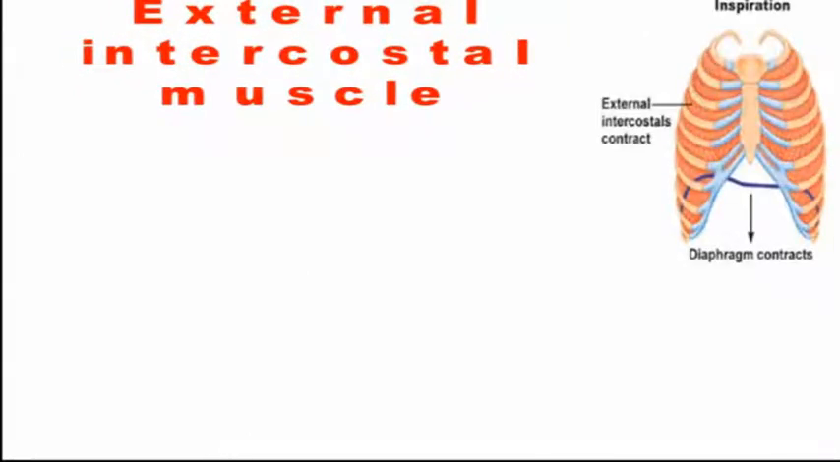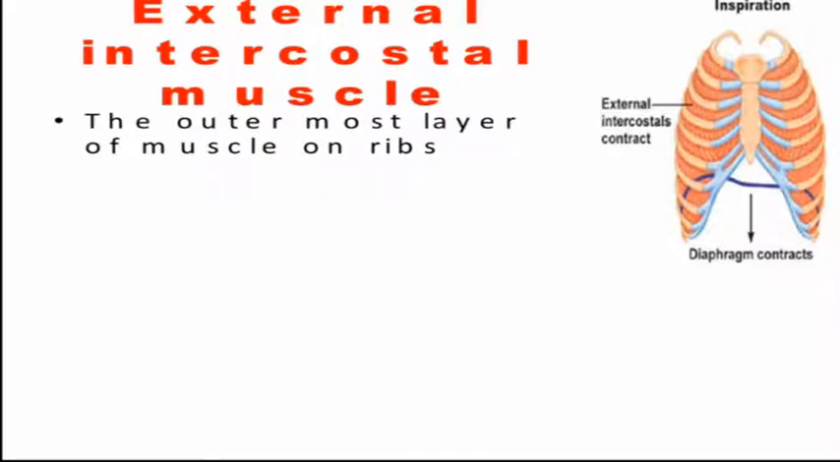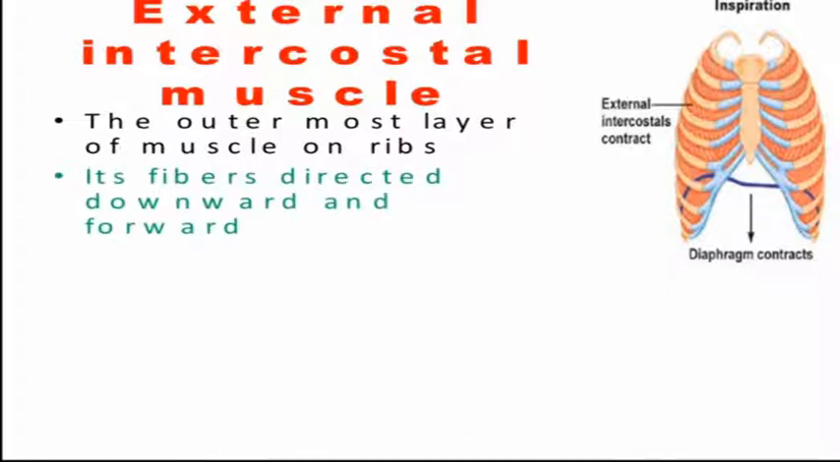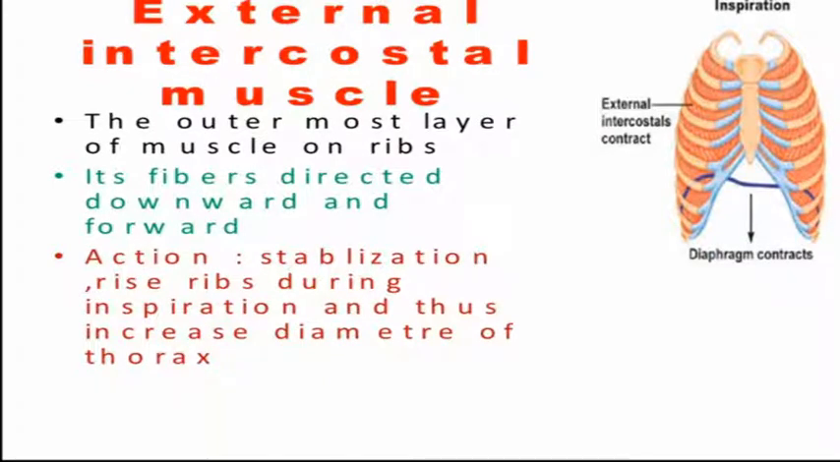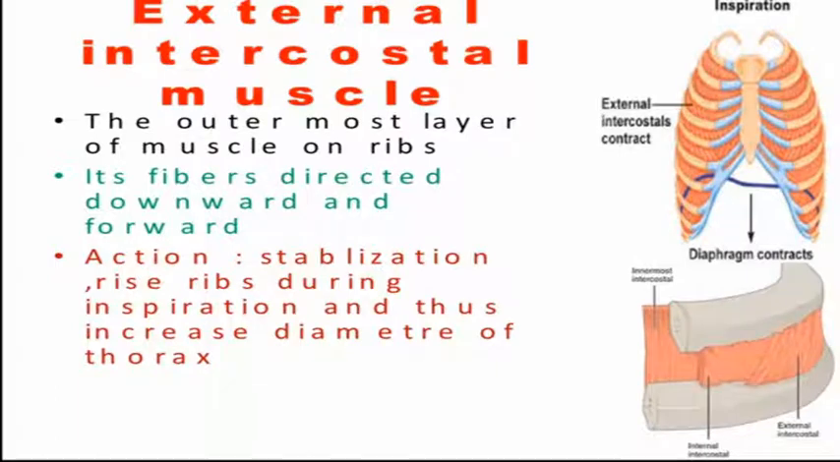The first, the external intercostal muscle, is found externally, near the skin after the membranous fascia. It is the outermost layer of the rib muscles, and its fibers are directed downward and forward. Its action is the stabilization and raising of the ribs during inspiration, and thus it increases the intrathoracic pressure. As you can see, this is the left external intercostal muscle, in which the fibers are directed downward and forward.